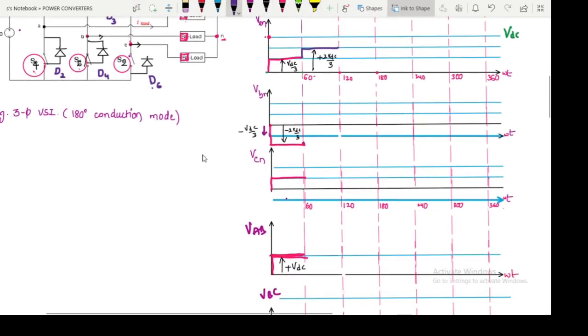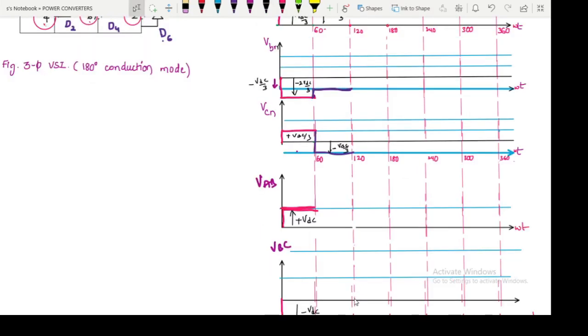VBN is minus VDC, so this will be minus VDC. Earlier it was minus 2 VDC, now it is minus VDC by 3. VCN is minus VDC by 3. So this is the magnitude of minus VDC by 3. This is plus 2 VDC by 3. This is minus VDC by 3. This is also minus VDC by 3. So here, this is VCN. Now let us see what is happening to the line voltages.